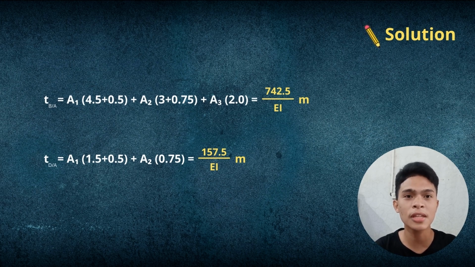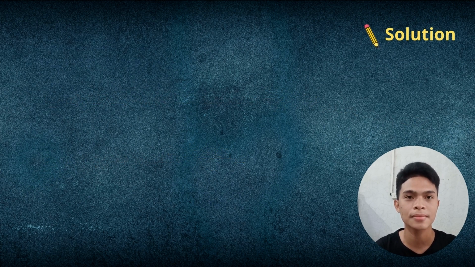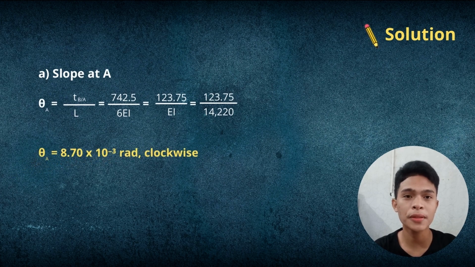Then, the tangential deviation of point D with respect to A is equal to 157.5 over EI meters. To calculate the slope at point A, we can use the formula θA is equal to tBA divided by L. Substituting the values to the formula, θA or the slope at point A is equal to 8.7 times 10 raised to negative 3 rad clockwise.